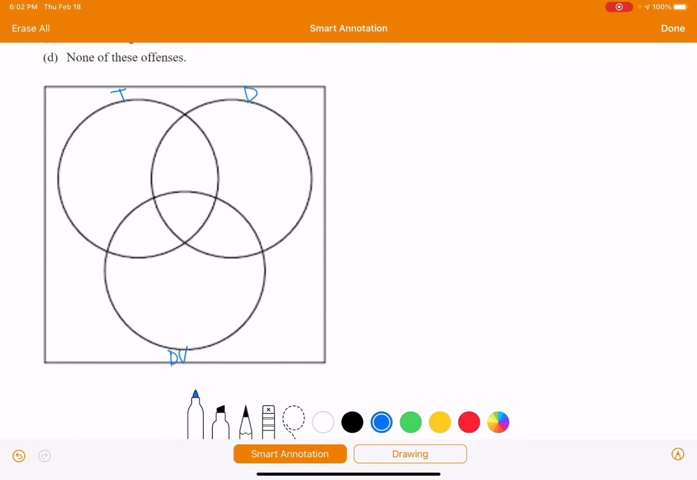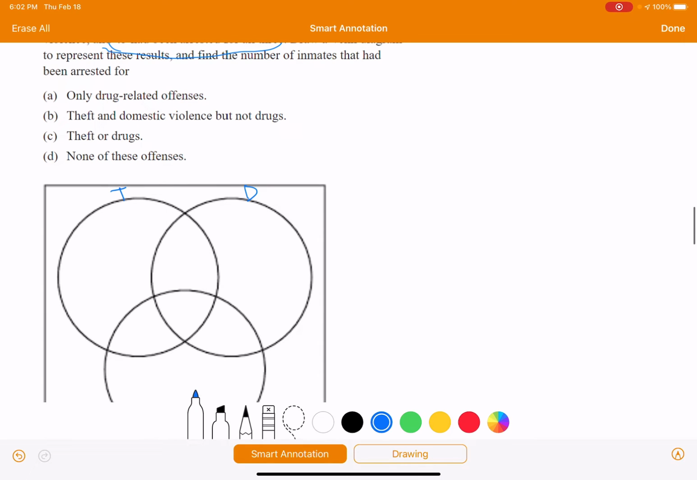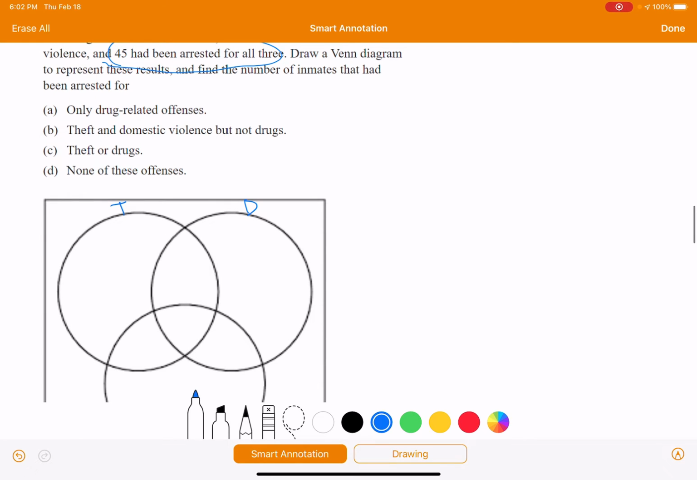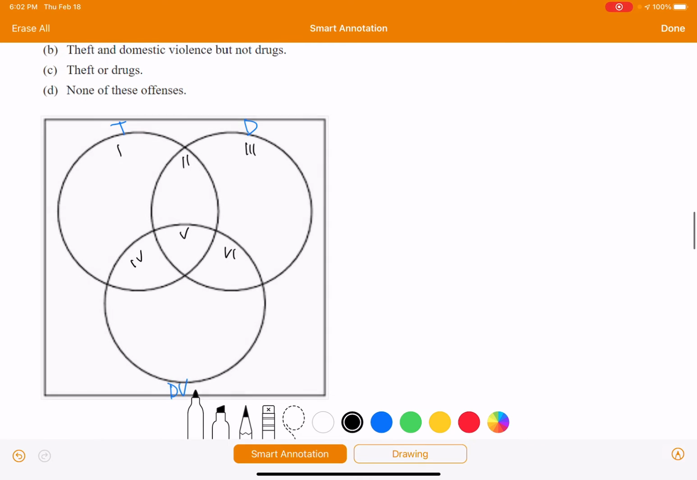All right, so step 1, the only region we know for sure from the given information is region 5. Now, let me go ahead and relabel these for you: 1, 2, 3, 4, 5, 6, 7. And then remember, this is 8. The only part we know for sure is region 5. That's where the inmates were arrested for all three, so that middle part will be that 45.